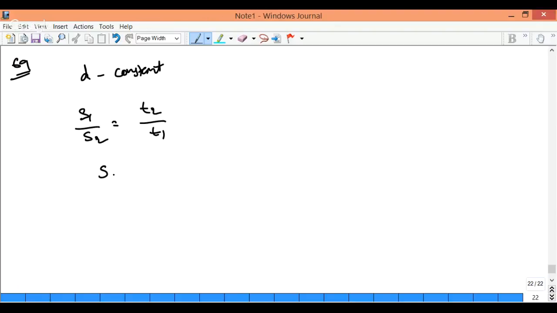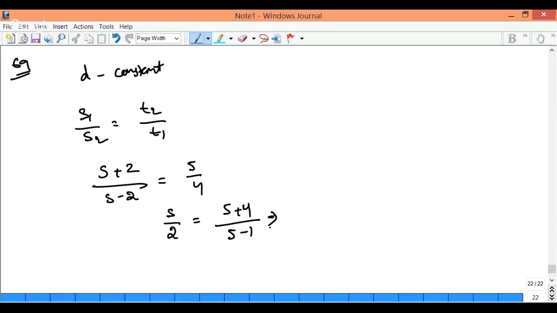See here, let us consider it as S. S plus 2 by S minus 2 is equal to, what's the T2 and T1? It is 5 and 4. Now when you apply componendo and dividendo, S by 2 will become 5 plus 4 by 5 minus 4, so S by 2 is 9. S is equal to 18 kilometers per hour. Option B.